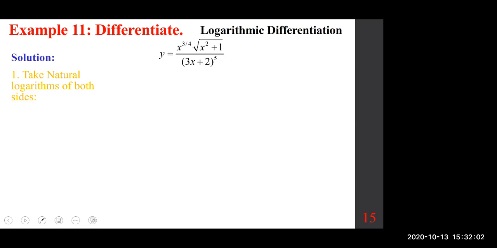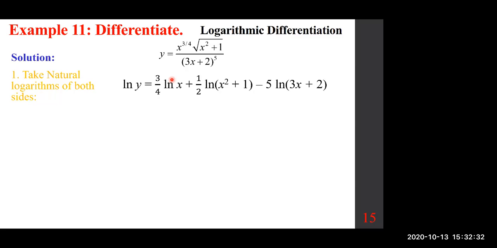Okay, so what happens if I take a natural log of the left side is ln of y. What about ln of the right side? I hope everybody can see that we're going to decompose it. I want to decompose the right side: ln of the top minus ln of the bottom. This gives me ln of x to the power of 3/4, 3/4 sits in front. x squared plus 1 to the power of 1/2, 1/2 sits in front. Minus ln of the bottom, 5 sits in front.